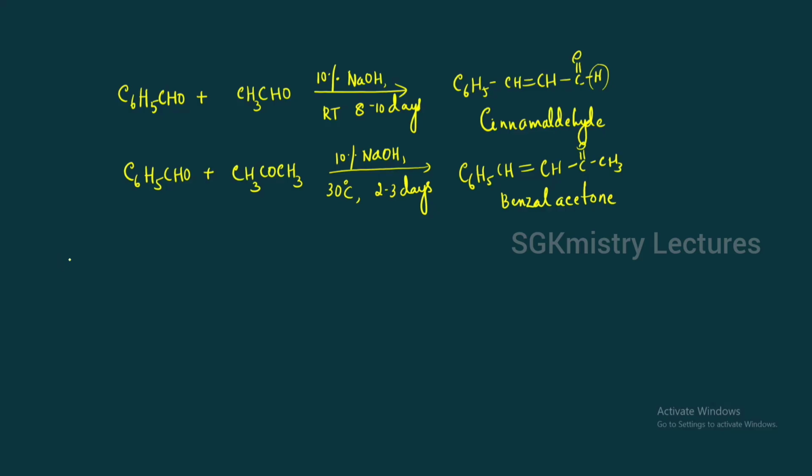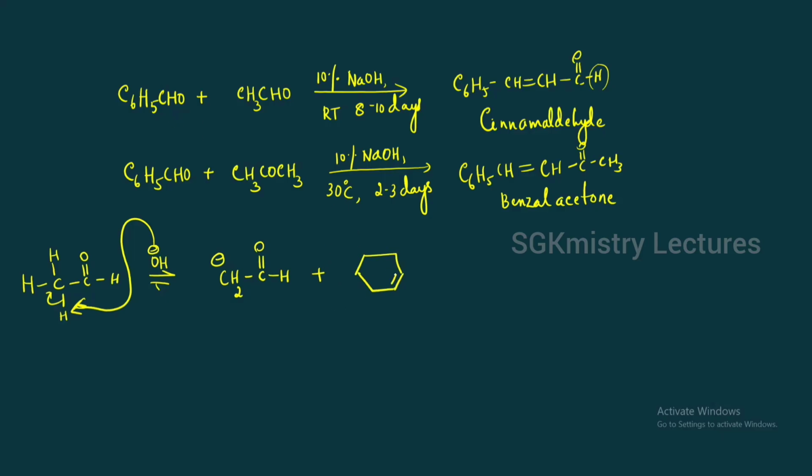So let us look into the mechanism. It is very simple. We have already studied in detail about the aldol condensation, so it is similar to what we have studied. So first let us take the acetaldehyde, CHO. Now in the presence of base, what happens? The base abstracts one of the alpha hydrogens and this shifts here. So you're going to get CH2, CHO. Now there is a carbanion that is formed. Now this can react with the benzaldehyde, that is C6H5CHO. Now here this can attack the carbonyl carbon.